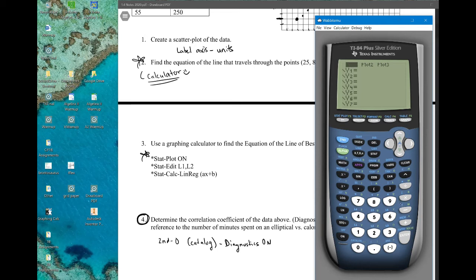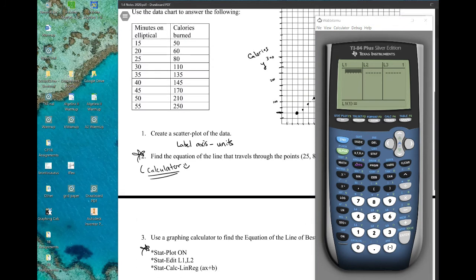So in stat edit, list 1 we are going to let be our minutes. So we can just type in the 15, the 20, the 25, the 30, 35, and so forth. List 2 we will let be the calories. So 50 and 60 and so forth.